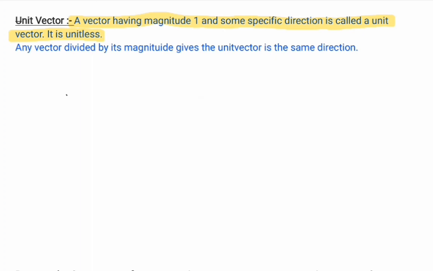Suppose there is a given vector A, having a direction north. Then we will call vector A a unit vector in the direction of north if the magnitude of vector A is 1. If the magnitude of a vector is 1 in some specific direction, we will call that vector a unit vector of that direction. This is the concept of unit vector.